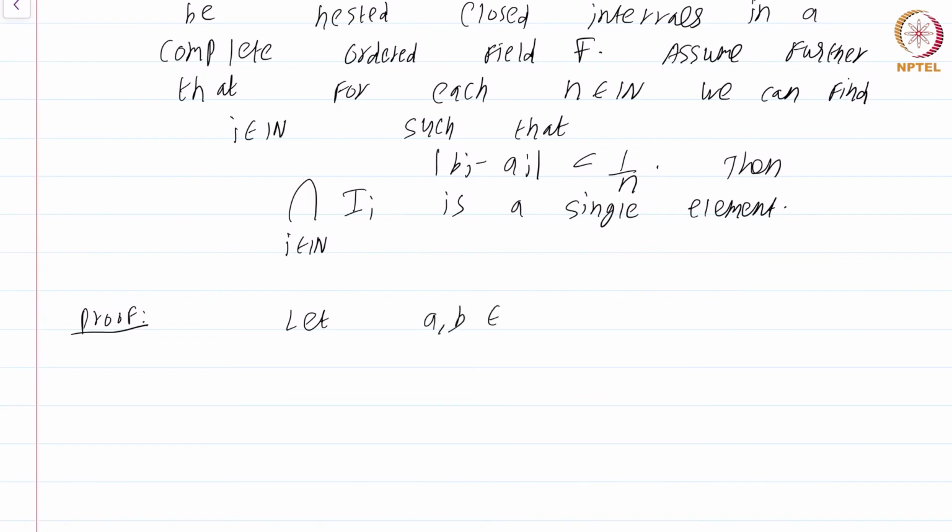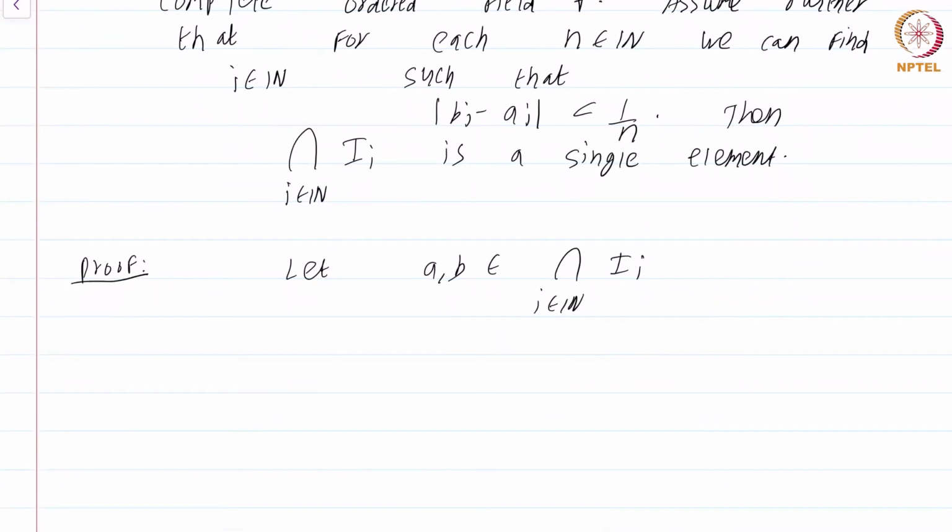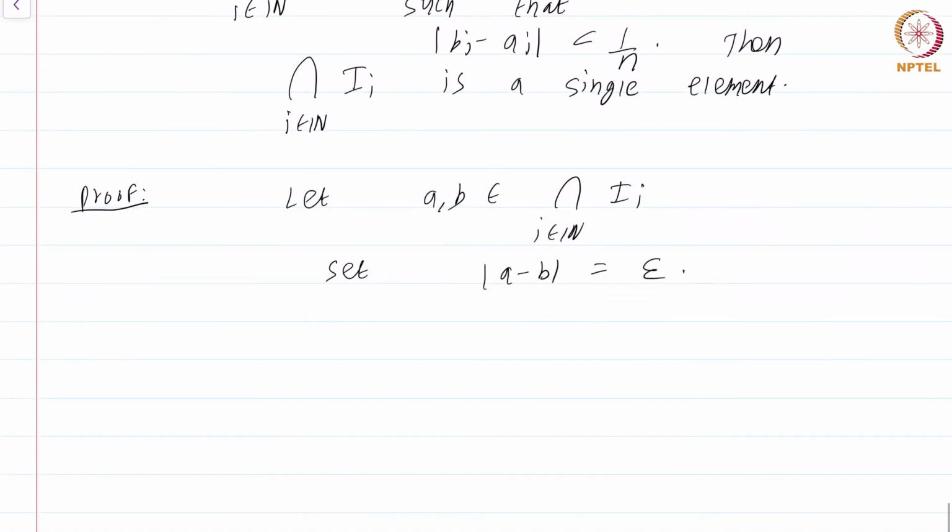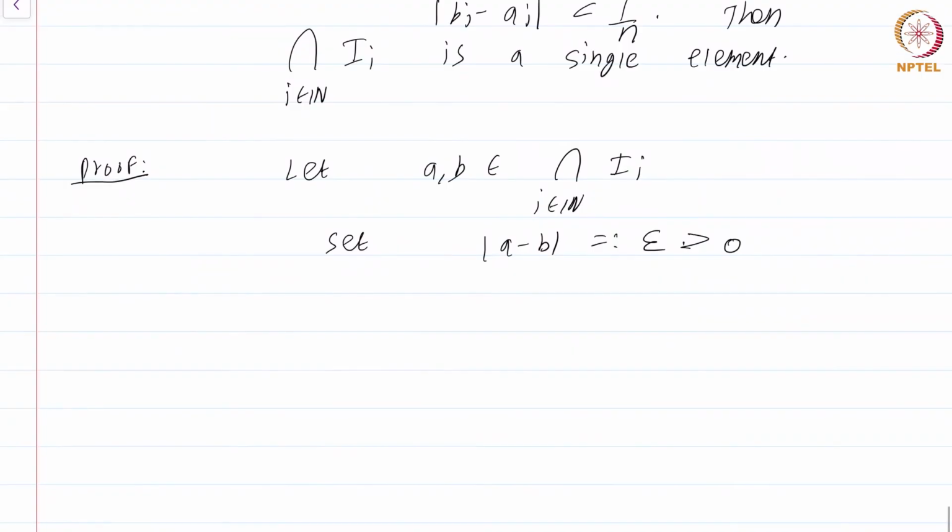Let a comma b be there in the intersection. Note that the fact that there is at least one element in the intersection is guaranteed by the nested intervals theorem. We have to show that there isn't more than one. And recall that in such scenarios, we assume that there are two elements and show that both are the same. So let a comma b belong to the intersection of the I_n. Okay. Set epsilon to be mod a minus b. This is a positive quantity.